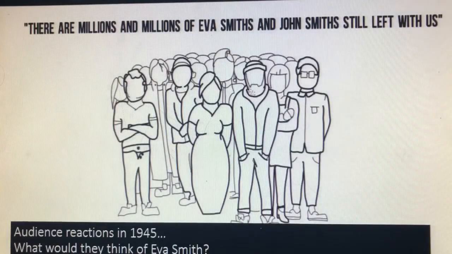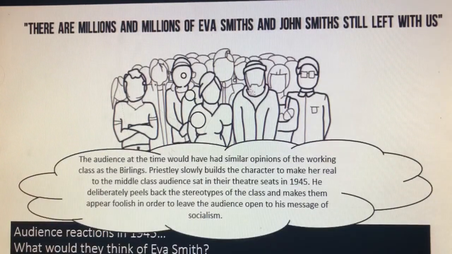The audience reactions then in 1945. What would they think of Eva Smith? The audience at the time would have had similar opinions of the working class as the Birlings. Priestley slowly builds the character of Eva Smith to make her real to the middle-class audience sat in their theatre seats in 1945. He deliberately peels back the stereotypes of that class and makes them appear foolish in order to leave the audience open to his message of socialism.